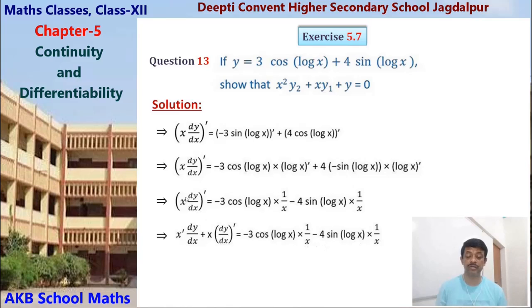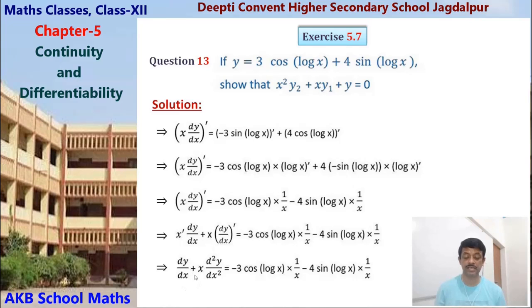Now differentiate the left hand side, first function times second function. First function x, derivative of the first function x dash, into dy by dx, plus x into the derivative of the second, that is dy by dx dash, which means d2y by dx square. I again differentiate it here. X dash is dx by dx, which is 1, times dy by dx, plus x d2y by dx square. The right hand side stays the same. Clear?